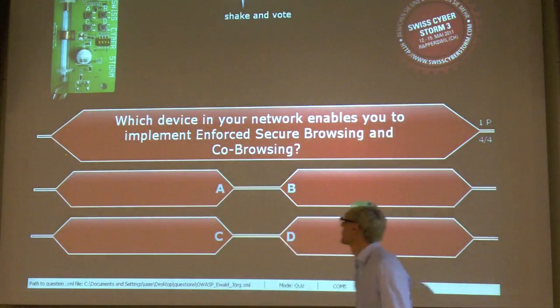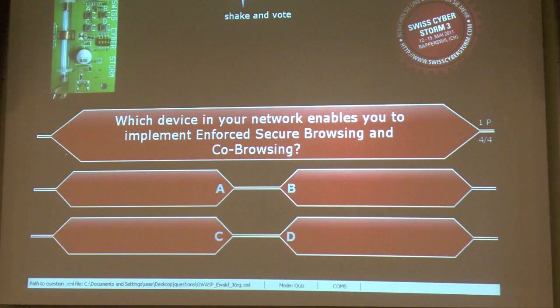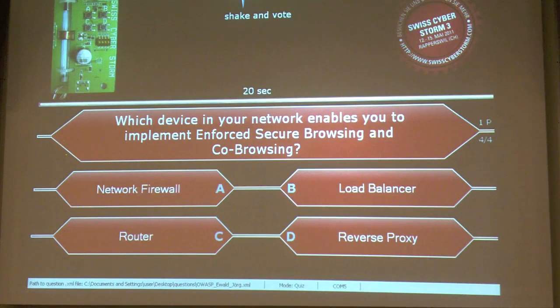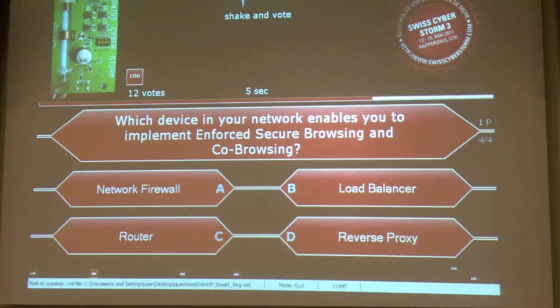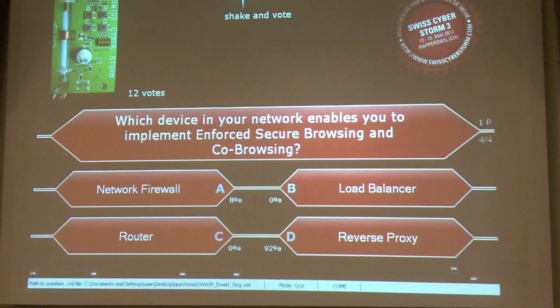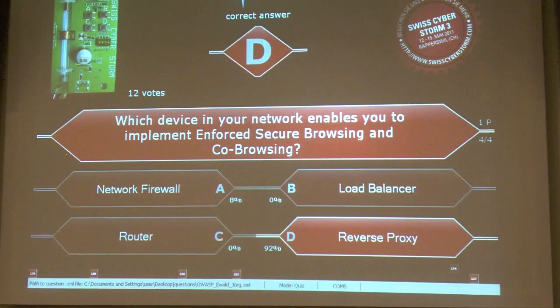Last question, and then you're off for coffee. Which device in your network enables you to implement enforced secure browsing and co-browsing? Is it the network firewall, the load balancer, the router, or the reverse proxy? That would be the reverse proxy, correct. Well, 4 out of 4. Congratulations. Enjoy your coffee break, and thanks for your attention.